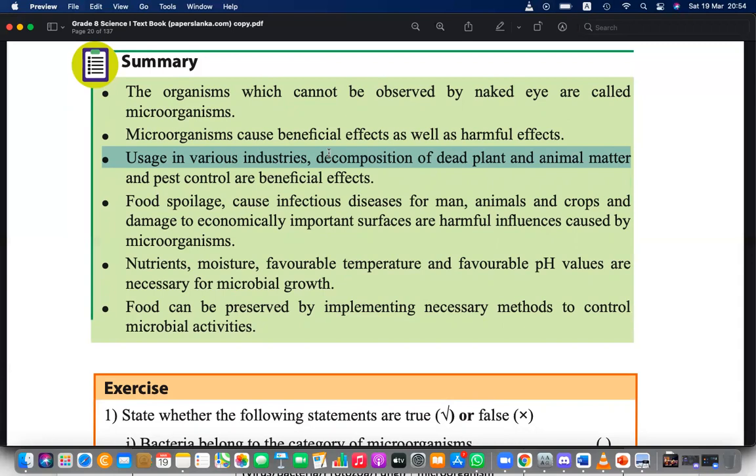So it helps us in the recycling process. But the thing is, it's dangerous when it tries to recycle while we are alive, right?